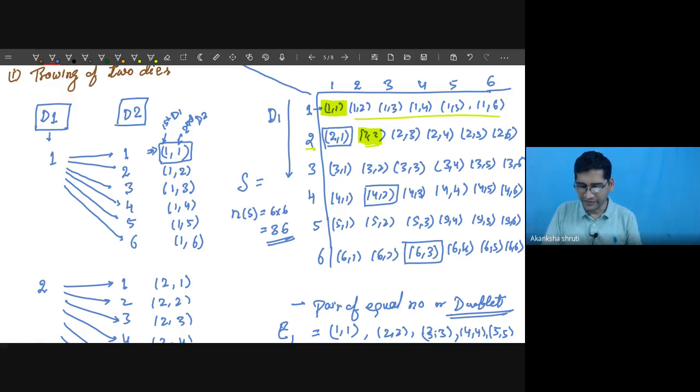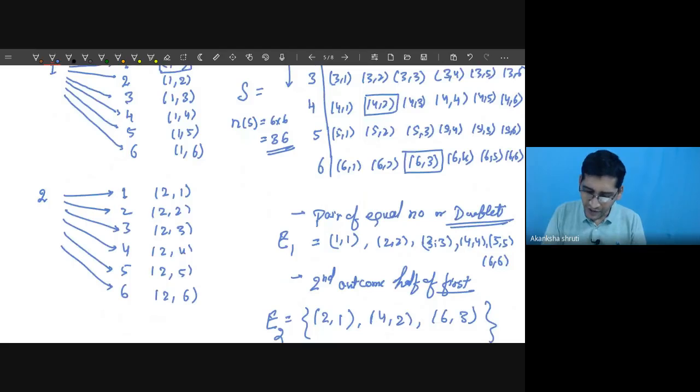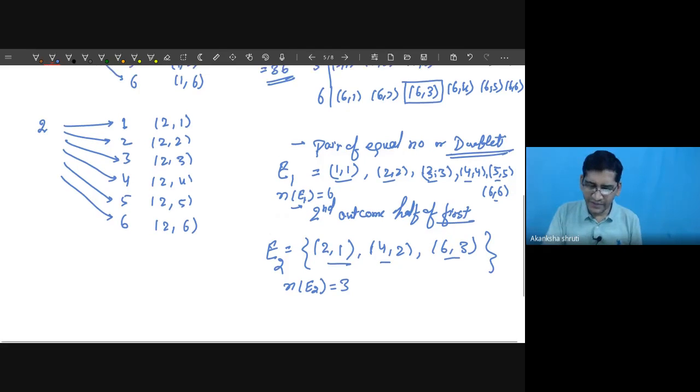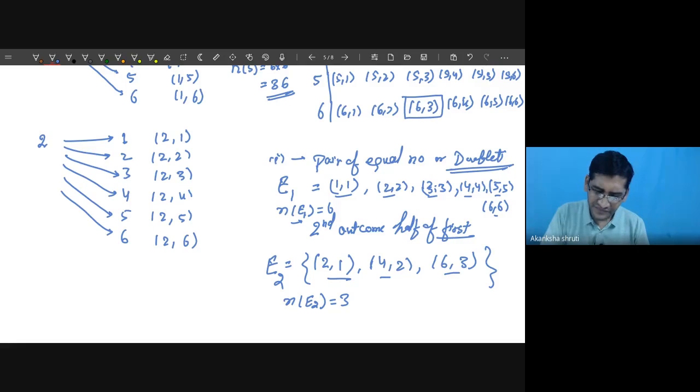It is the number. Similarly, if it is asked for the number of elements in the first event, how much is there? 1, 2, 3, 4, 5, 6. So it is 6. Number of elements in event 2: it is 1, 2, 3. It is 3. It may be asked for calculating or some other condition.